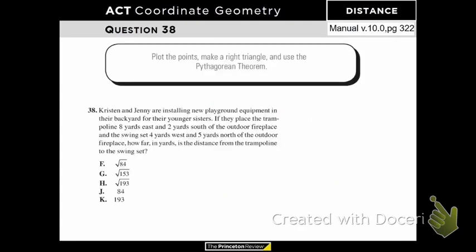So here is the next one. Same type of problem, except it's a word problem, so you have to figure out where your points need to be plotted. It says, Kristen and Jenny are installing new playground equipment in their backyard for their younger sisters. If they place the trampoline 8 yards east and 2 yards south, that's the first point that I need to plot here. So I'm going to, again, go ahead and draw a coordinate plane.